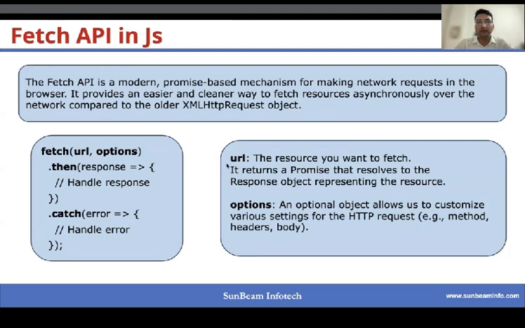The first argument is the URL, where we pass the resource we want to fetch data from. It returns a promise that resolves to the response object representing the resource. The second argument is options, which is an optional argument that allows us to customize various settings for the HTTP request, like method, headers, and body.